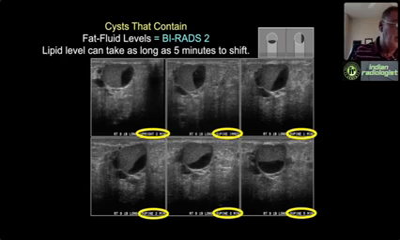There are 2 shortcuts. Shortcut number 1 is to look at the shape of the interface between the echogenic fat and the clear fluid. And if it's a fat fluid level, the shape is sigmoid shaped or S-shaped, convex posteriorly, concave anteriorly. That's the classical shape of a fat fluid level in the process of shifting from one non-dependent position to another as the patient changes position.